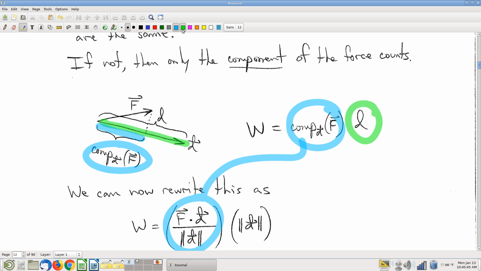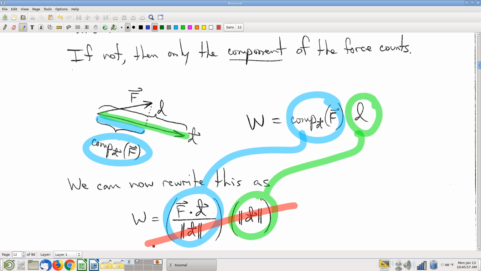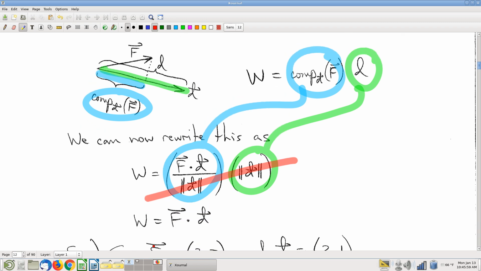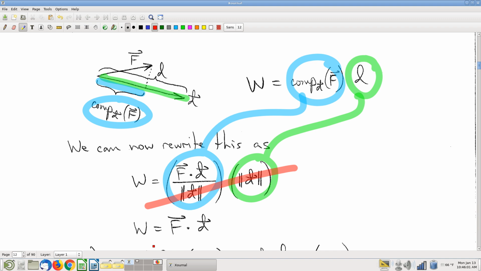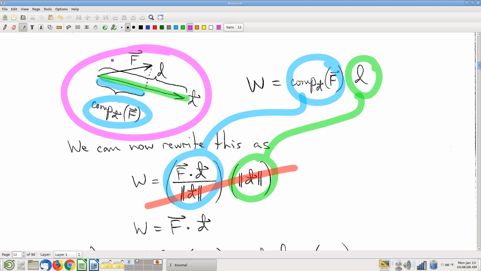Notice as well that displacement, well, that's the magnitude of the displacement vector. And lo and behold, check it out, those cancel. And we get this very elegant little result here, and that is that the amount of work that it takes to move a certain displacement while exerting a certain force, even if the force is not moving in the same direction, is the dot product. Force dot displacement.